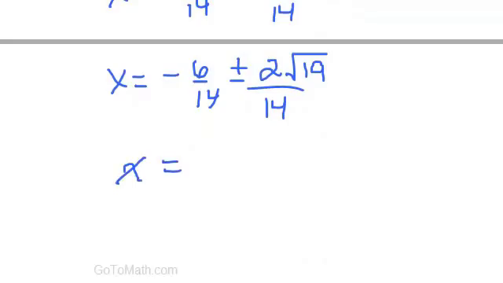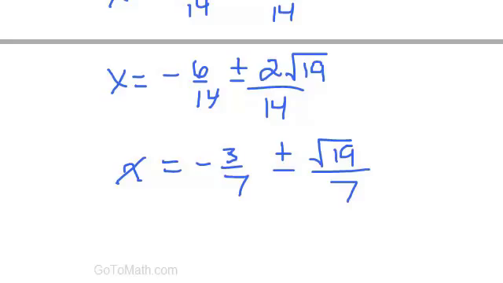Okay, so we have x is equal to 2 goes into that 3 times 14, 7. Okay, I believe that should be correct there. Should be correct.